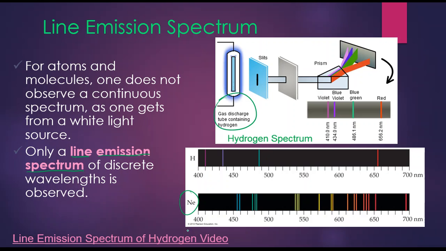And remember, the line emission spectrums are like fingerprints for the elements. Each element's going to have its own particular set of electronic transitions with discrete amounts of energy that are going to produce certain wavelengths. And that's why we get these different ones for each element. It can be considered a fingerprint of the element.